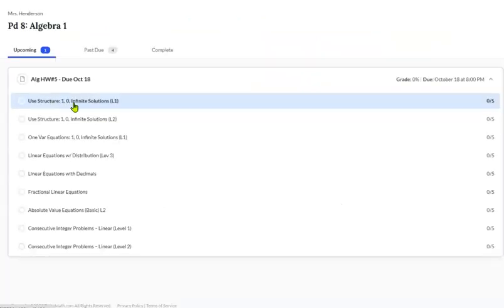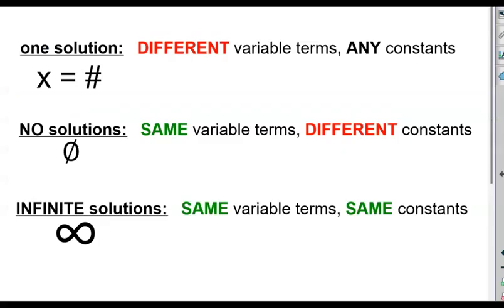Homework number 5. The first 2 lessons are based on equations that have special solutions. Let's take a look at what those 3 solutions are. When solving an equation, you can have one solution, that's where your variable is equal to a number. You can have no solutions, where there are no numbers that would make the statement true. Or you could have infinite solutions, where any number would make the equation true.